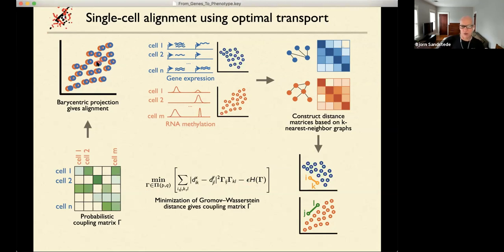But what we do, in contrast to these previous algorithms, is we match one data set onto the second data set. We can reverse the order and do this the other way around. We do not take both of these data sets and map them into a common space.